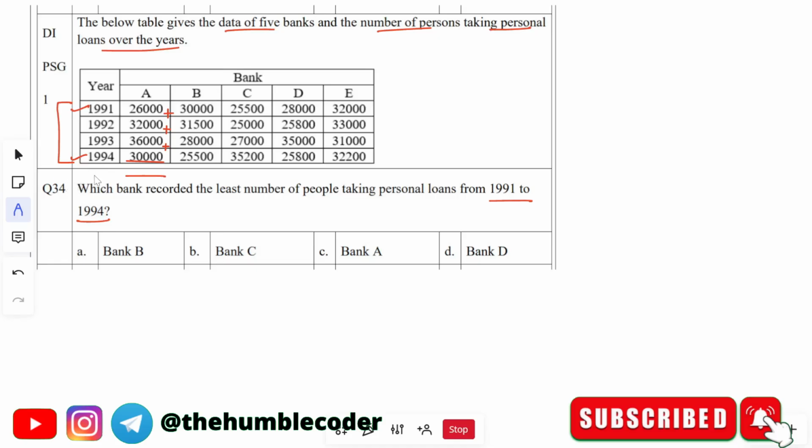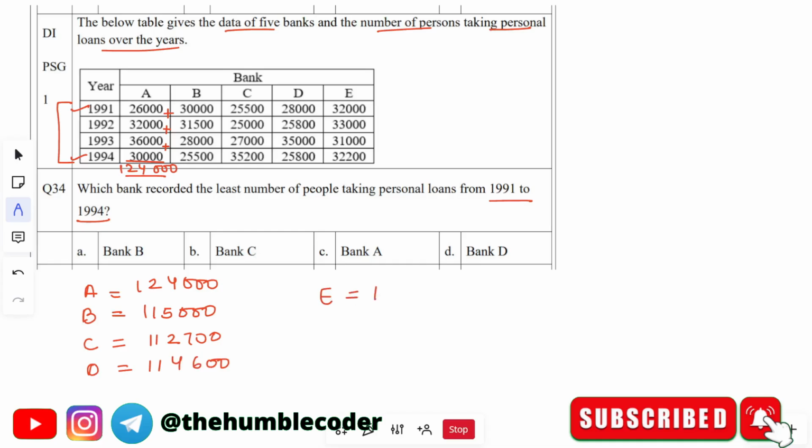1, 2, 4, 0, 0 and 0. Okay, this is the first value. I'll write all the sums here so that it will be easy for you to read. So for bank A, it is going to be this value. For bank B, once you sum, you will find 1, 1, 5, 0, 0 and 0. For bank C, the total is 1, 1, 2, 7, 0, 0. For bank D, it is going to be 1, 1, 4, 6, 0, 0. And for bank E, it is going to be 1, 2, 8, 2, 0, 0. Okay, so we have noted them all down.